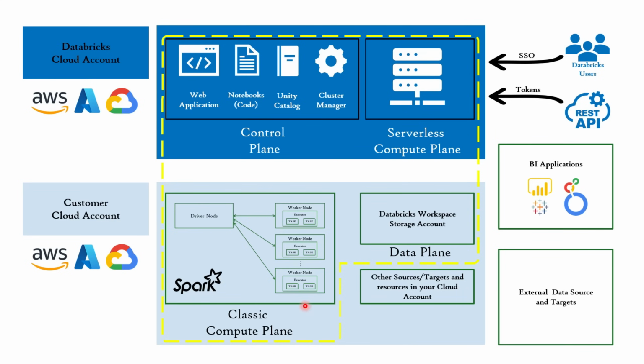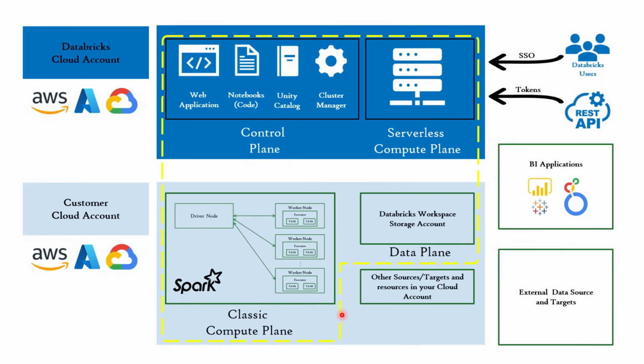For classic compute, the cluster manager allocates compute nodes within your own cloud account based on your instructions and job requirements. The data plane is where the majority of customer data resides. It's generally the cloud storage account linked to your Databricks workspace. This plane includes a wide variety of data, ranging from raw input files to fully processed Databricks tables, all stored here. Data is generally read from the data plane, processed in the compute plane, and then stored back in the data plane.